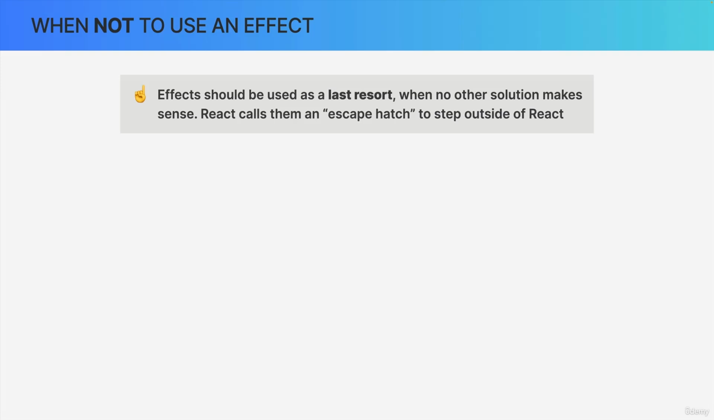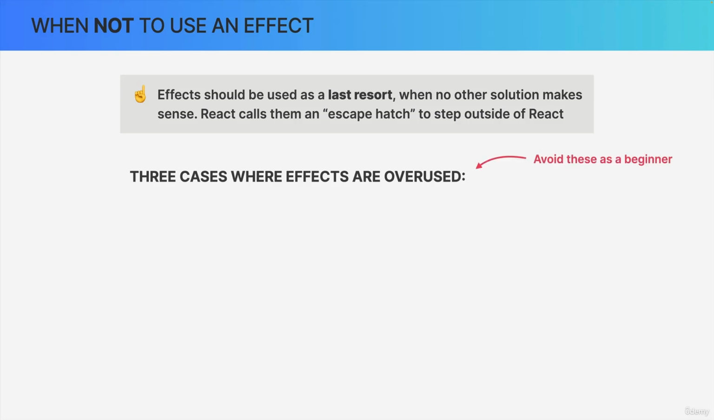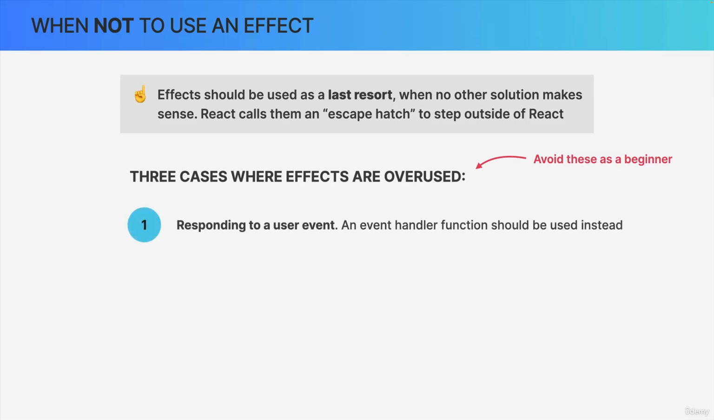Now, I'm not really gonna go deep into this right now, but here are just the 3 biggest use cases where effects are still being overused and that you should avoid as a beginner. The first one is to use an effect to respond to a user event like a click or a keystroke. So, as we learned before, a user event should, whenever possible, be handled with an event handler function and not with an effect, even if the handler does create a side effect.